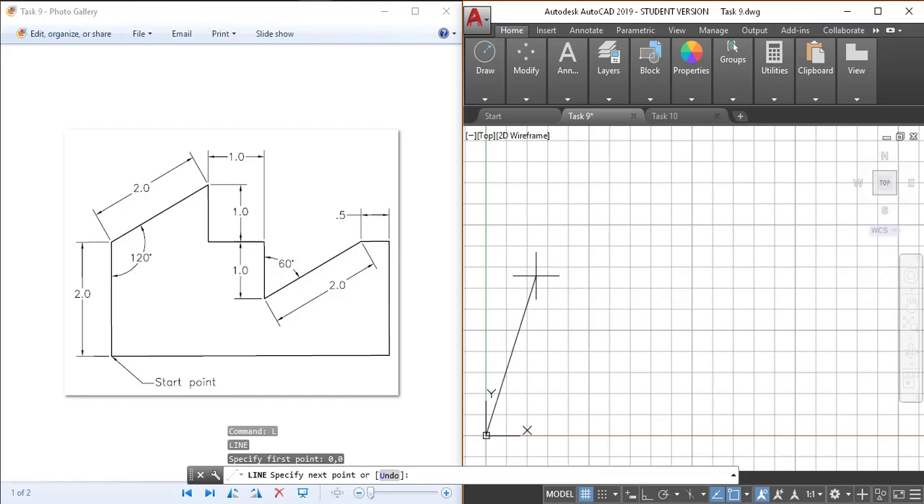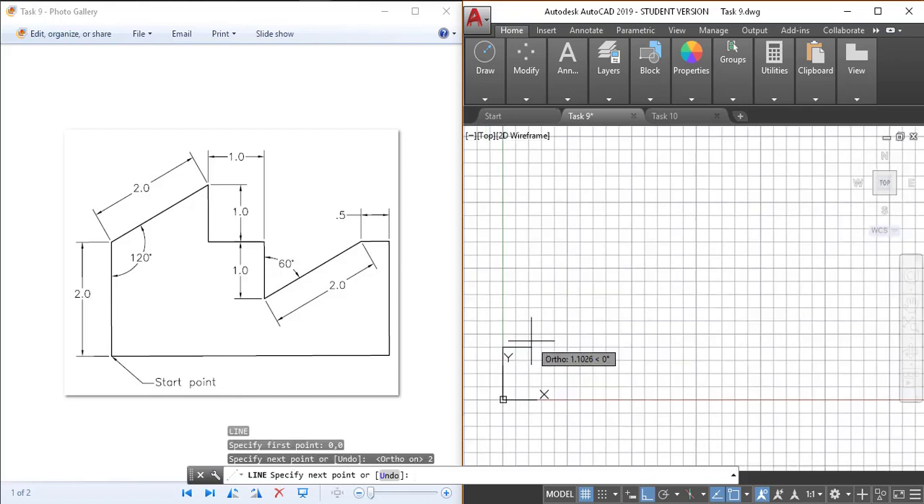So first of all, we have to draw this line. In the relative polar coordinate system, we write @2<90 degrees. Why 90 degrees? Because this line is making 90 degrees with the positive x-axis. But we can do this with ortho mode also. So we have to switch on ortho mode and enter 2. After that, we have to draw this line.